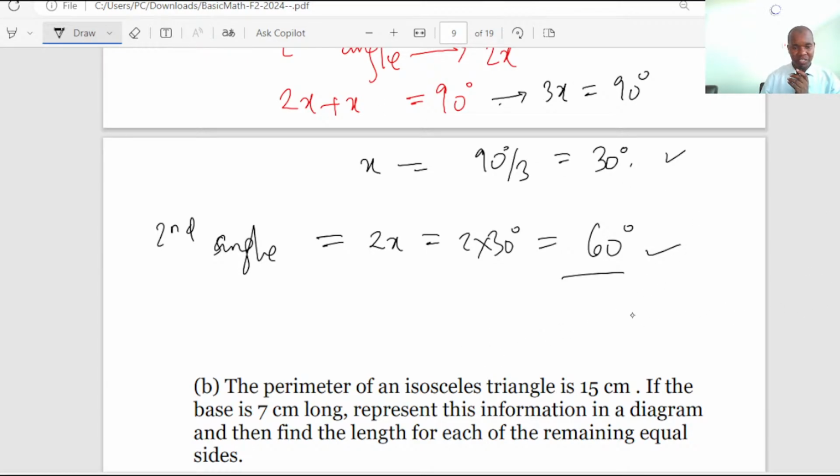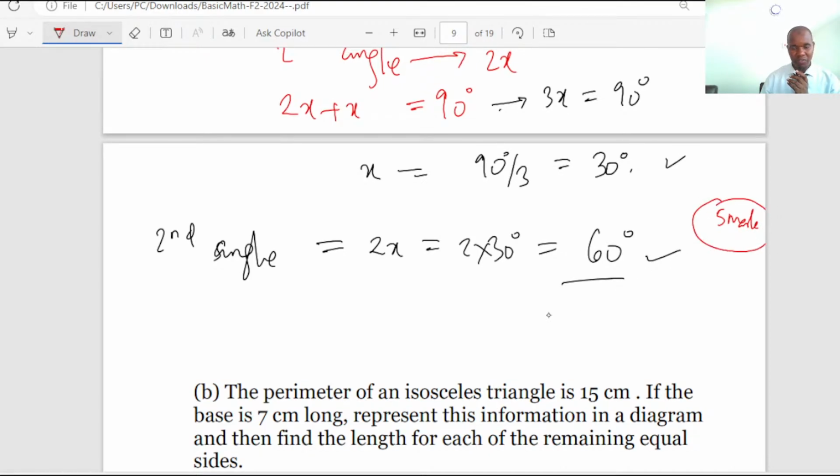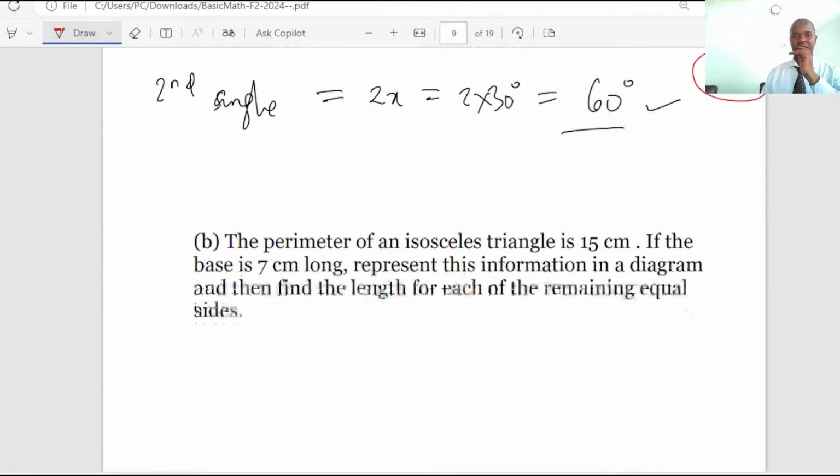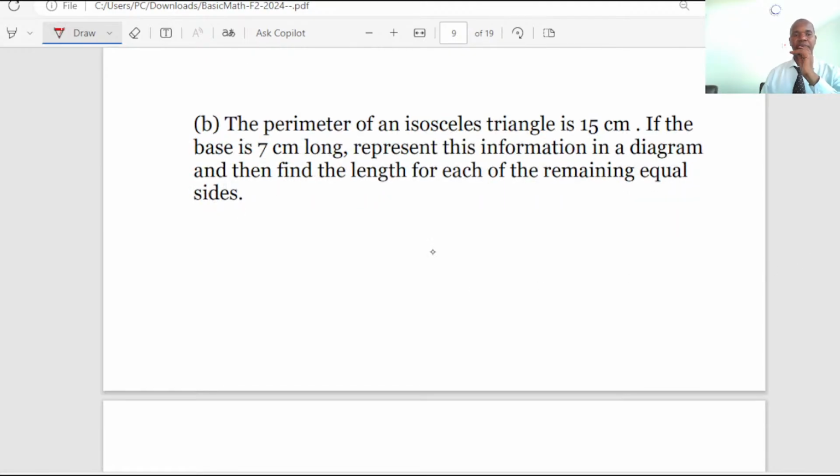We proceed with question number 4b. By the way, the total marks allocated to this question is 5 marks. So students who managed to solve this question this way were awarded 5 marks in total. And now it is time for question number 4b. The perimeter of an isosceles triangle is 15 centimeter. If the base is 7 centimeter long, represent this information in a diagram and then find the length of each of the remaining equal sides.